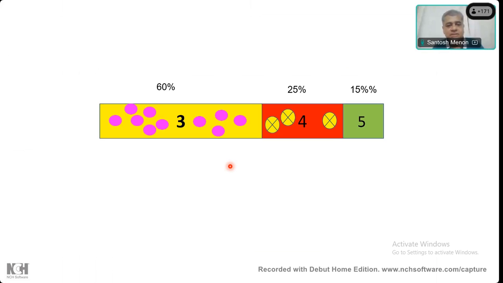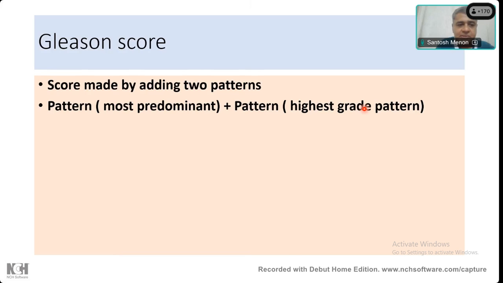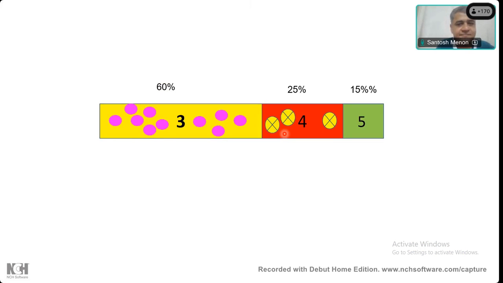Let me ask a question. Snehal, can you tell me what is this score? This score is showing 60% pattern 3, 25% pattern 4 and 15% pattern 5. What will be the Gleason scoring? As per what I have written here, the most predominant and the highest grade pattern. 3 plus 4, 7. 3 plus 4. Who said 3 plus 4?